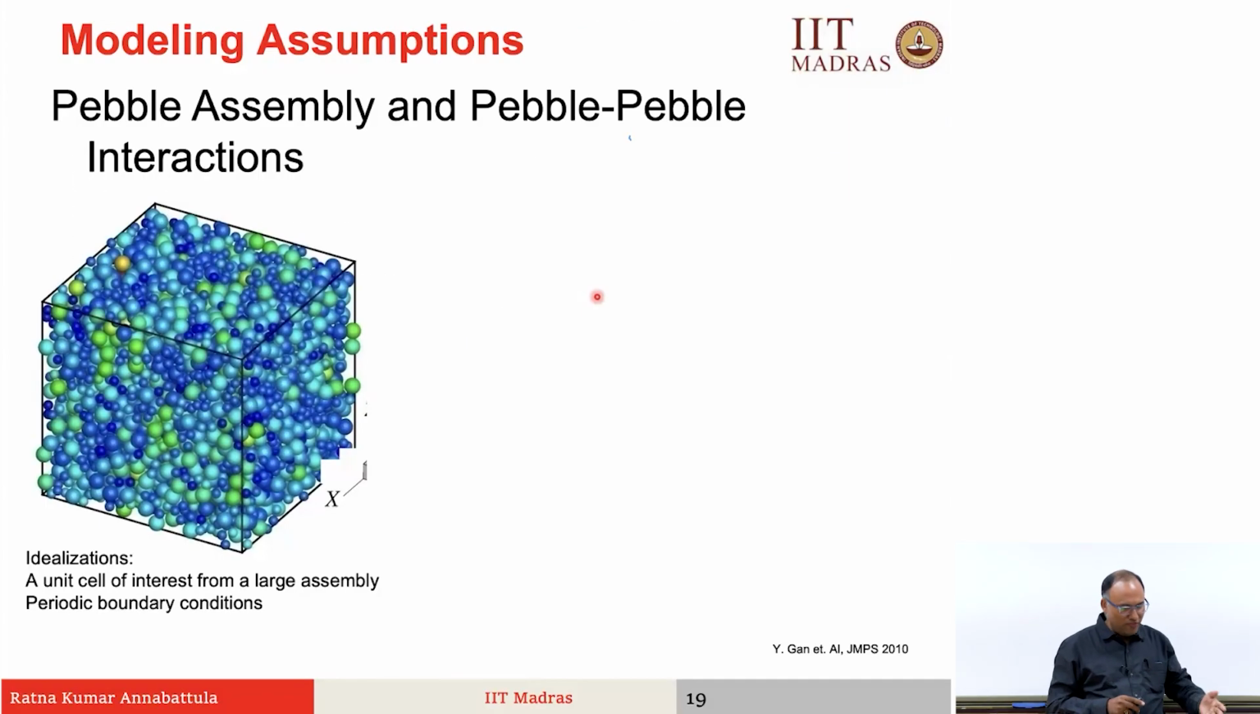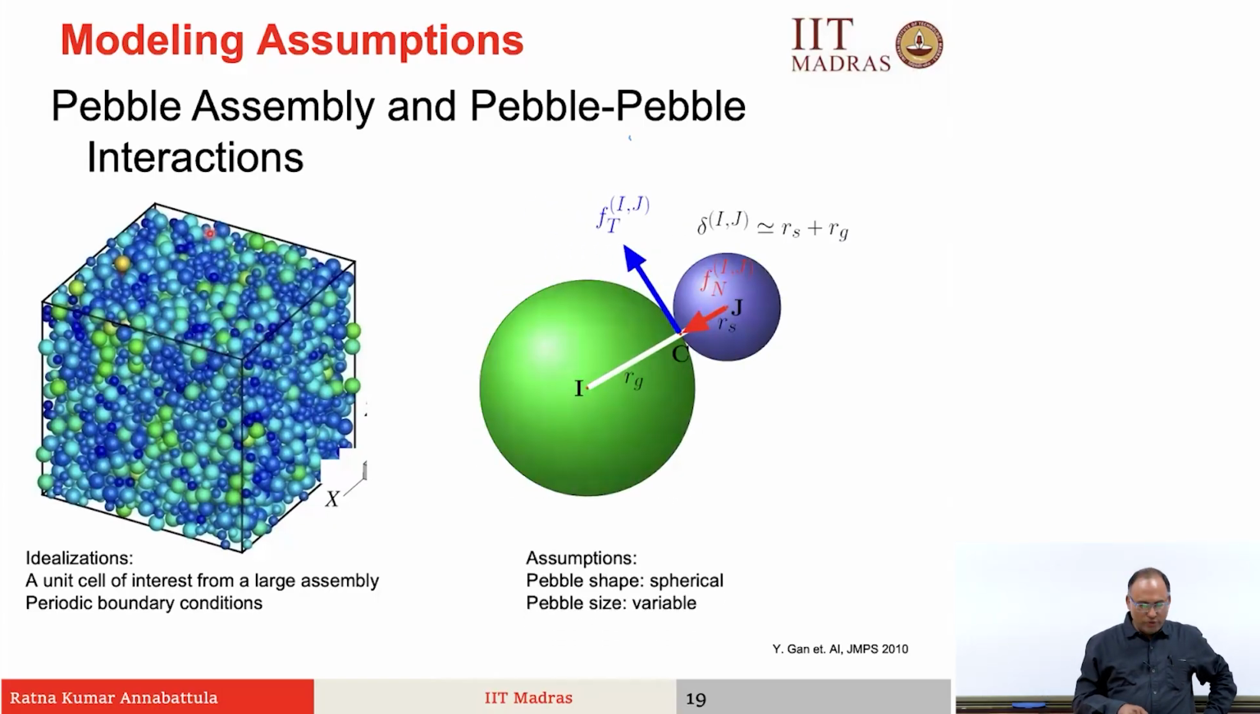Here I am showing you a binary pebble assembly. Can you see that? There are two different sizes. This is one size, this is another size. Do not worry about the color coding, it is for something else. If you look at any two particles, this is particle I and particle j, and if there is contact between them, delta ij is the particle overlap. That is approximately equal to Rs plus Rg, which means they are just touching, isn't it? If delta, the distance between them, not overlap, is that, they are just touching.